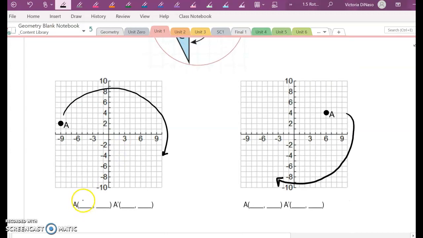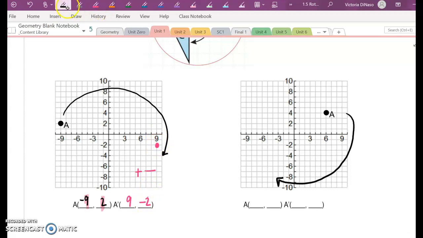We're going to start by writing down the original ordered pair. So we're at negative 9, 2. You're going to take the numbers and keep them in the same order. So it's going to be 9, 2. Depending on the quadrant depends on what the symbols are. We have 9, negative 2.